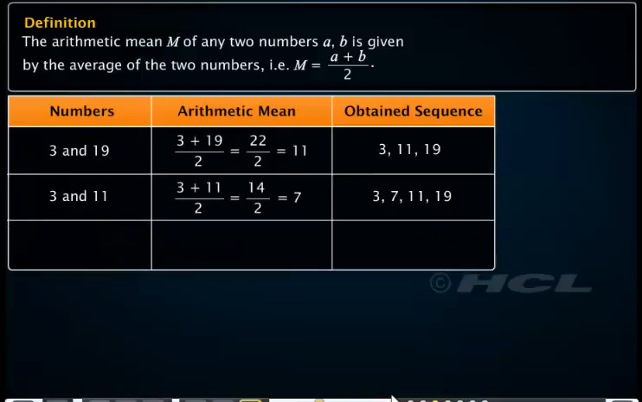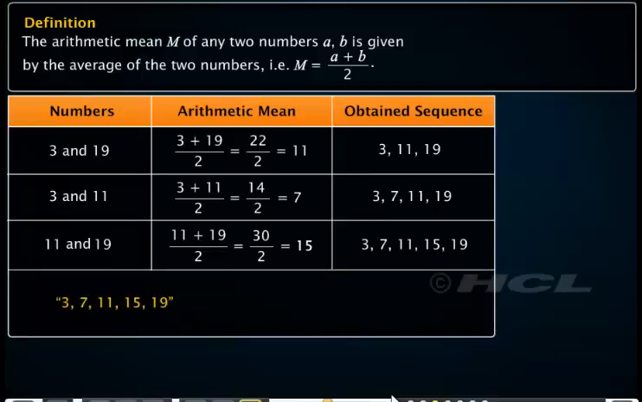Next, if we find the AM of 11 and 19, we get their arithmetic mean as equal to 15. As a result, we get a final sequence of numbers after inserting arithmetic means 7, 11 and 15 between two numbers 3 and 19 as shown. Now look at this sequence. Note that the obtained sequence is in an AP with a common difference of 4. Therefore, we can insert more than one number between two numbers such that the obtained sequence forms an AP.